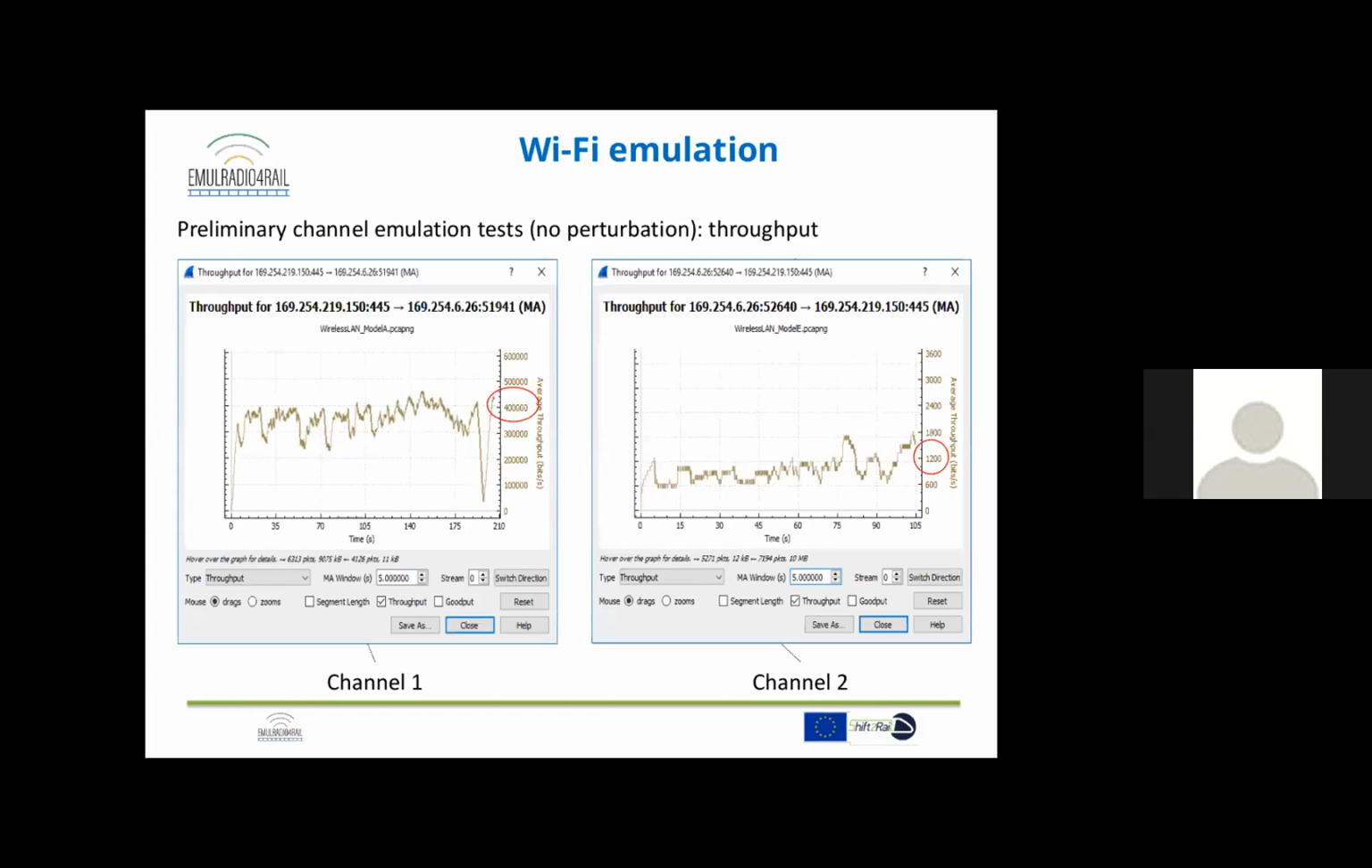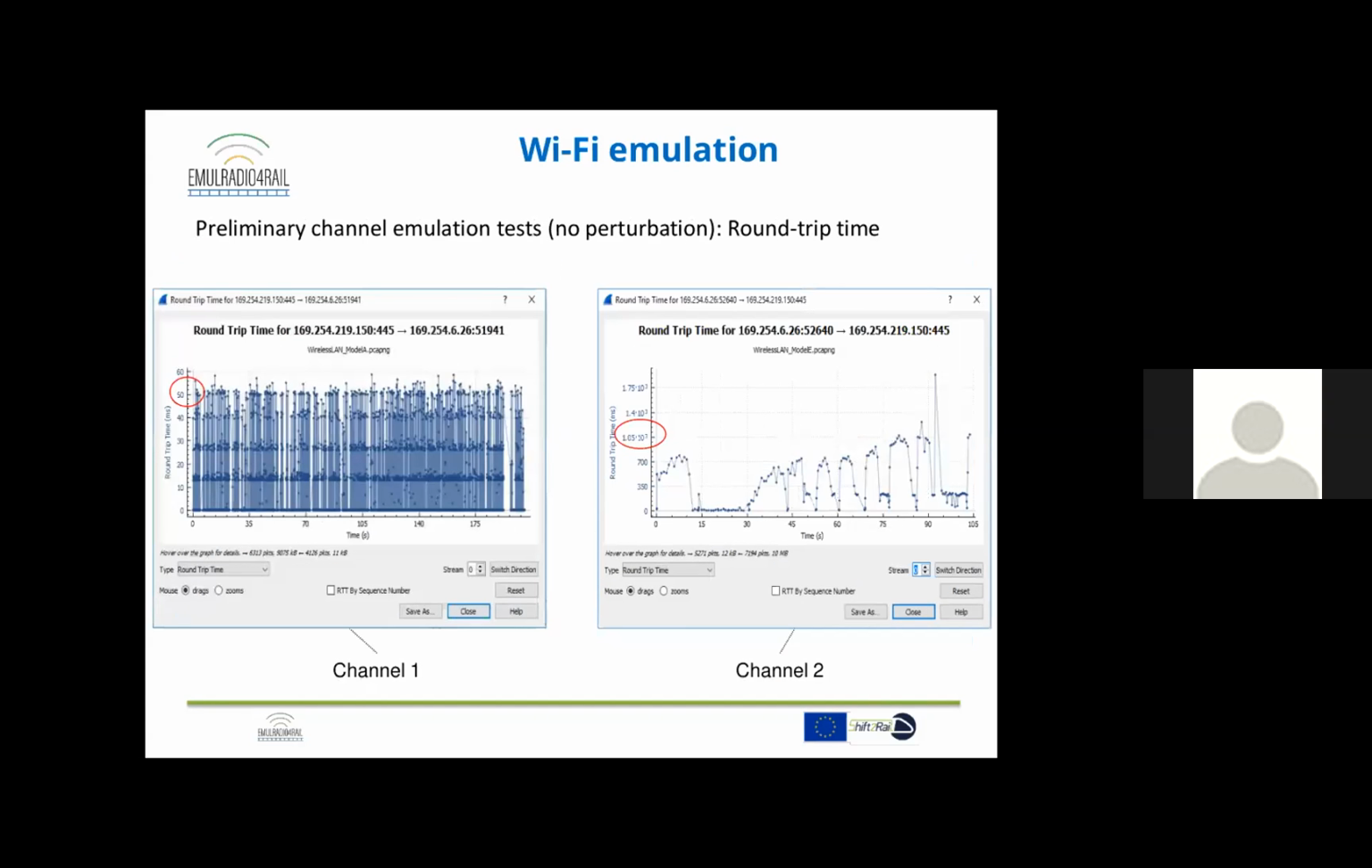For the results, first we see the throughput, and the effect of time spreading on it. We can see that on channel 2 we have worse performance than on channel 1 in terms of throughput. The same goes for the latency, or round trip time. We can see that on channel 2 we have the worst results.